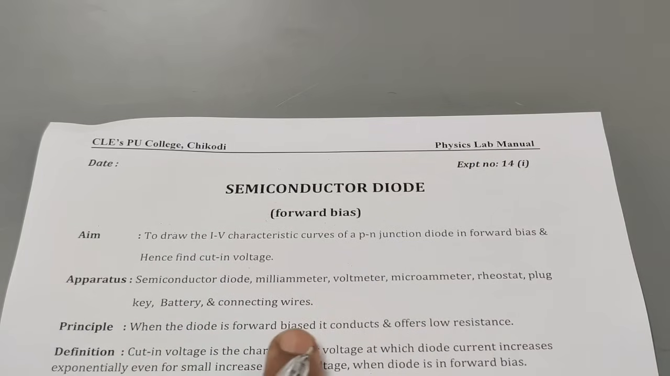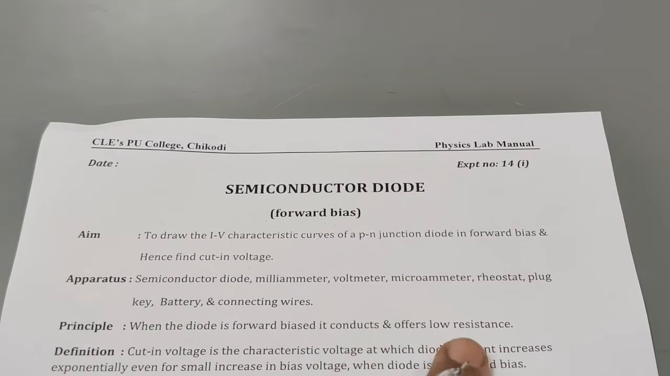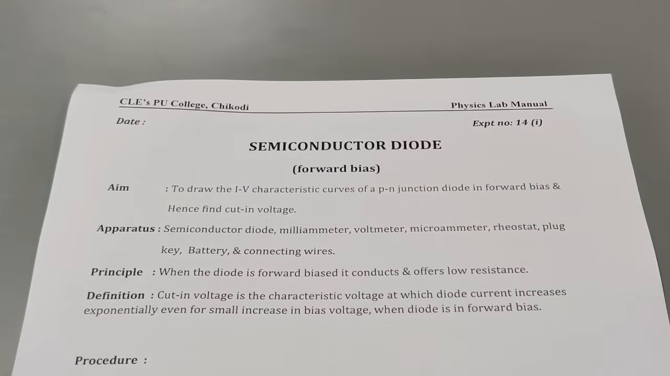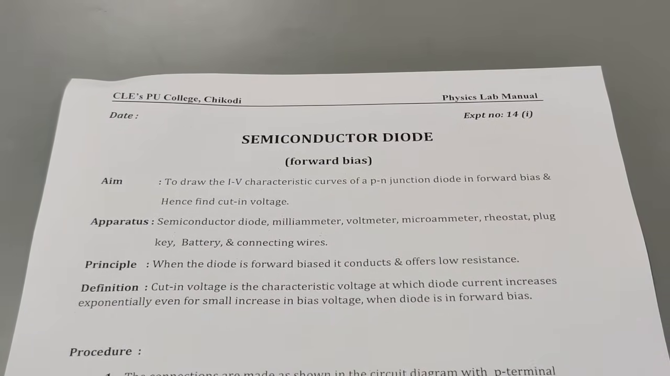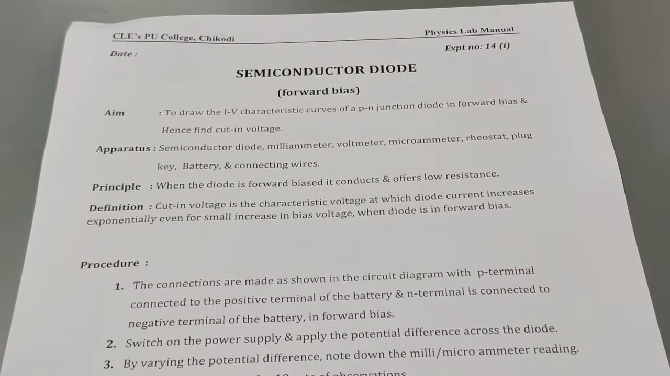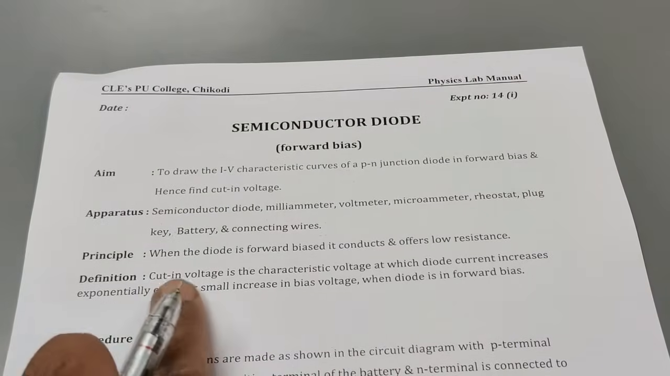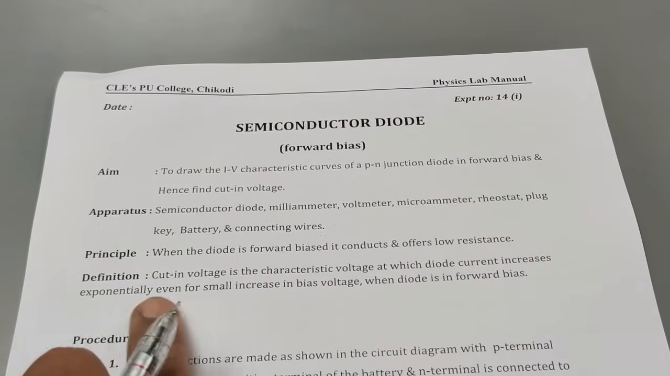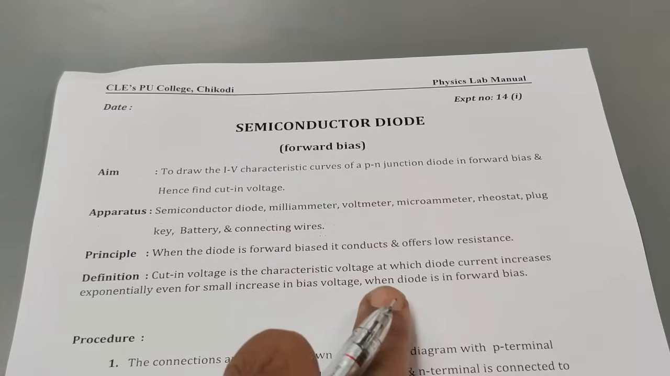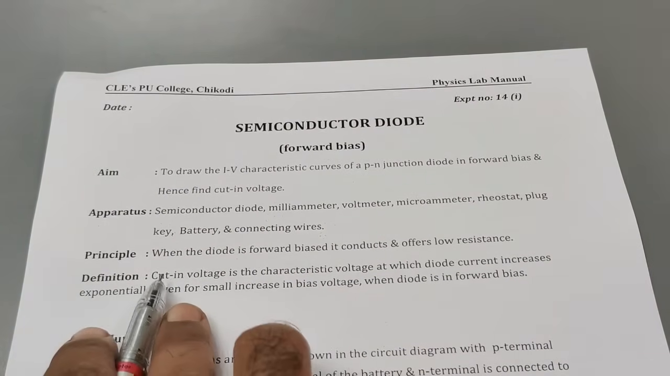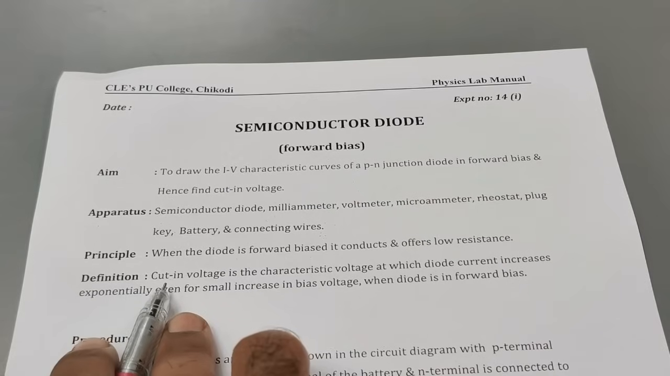When the diode is forward biased, it conducts and offers low resistance. In forward bias there will be low resistance, and it allows more current. But in reverse bias, high resistance will be there, and it will allow less current to flow. Right? Okay, so see, the definition is given. Cut-in voltage is the characteristic voltage at which diode current increases exponentially, even for a small increase in the bias voltage when the diode is in forward bias. That means cut-in voltage is a particular forward voltage at which the forward current increases exponentially.